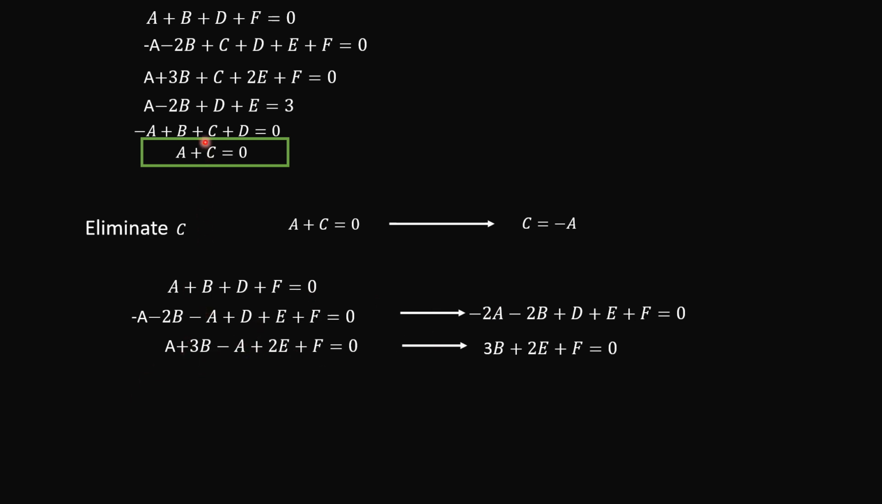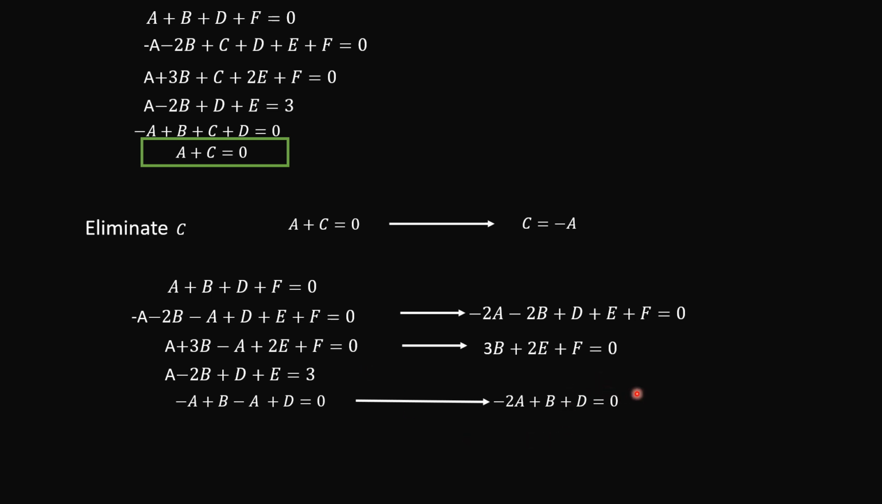And for the fourth equation there, because we don't have the C term, it just remains as it is: A minus 2B plus D plus E is equal to 3. And then for the fifth equation, we have C at the third position, so we substitute with negative A, and that becomes minus 2A plus B plus D is equal to 0.